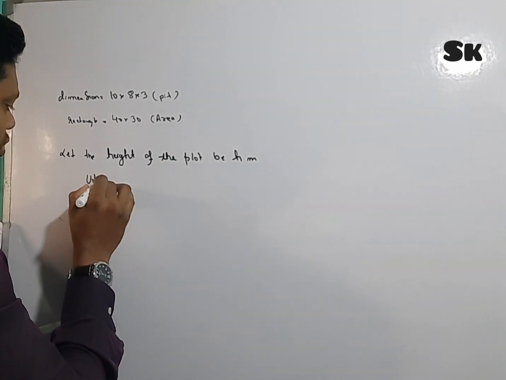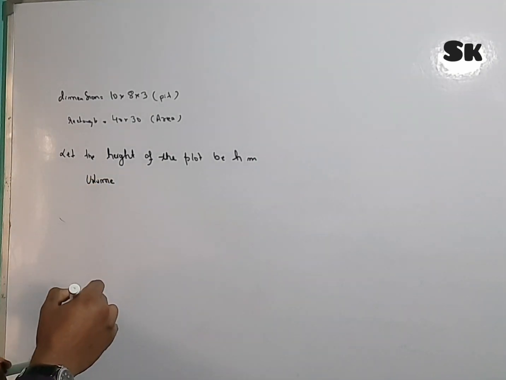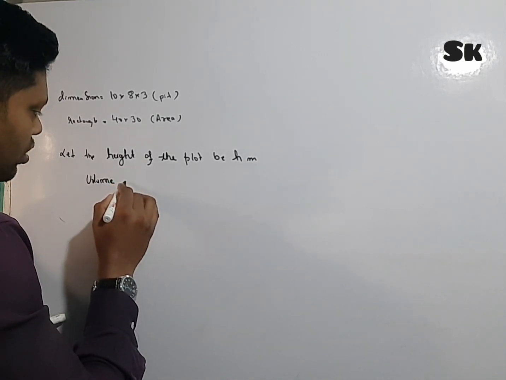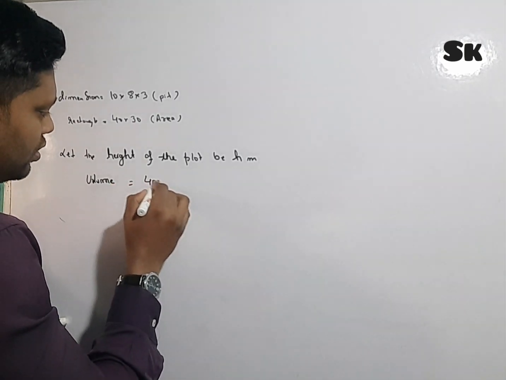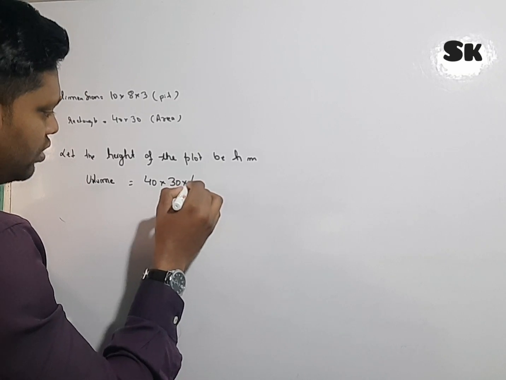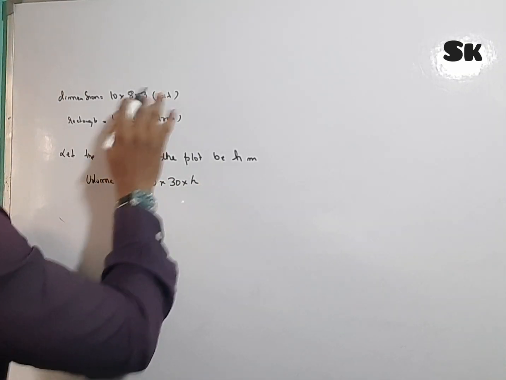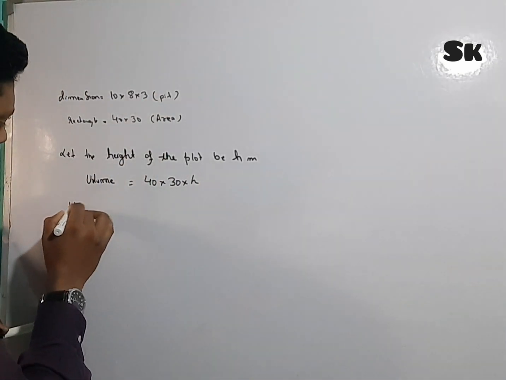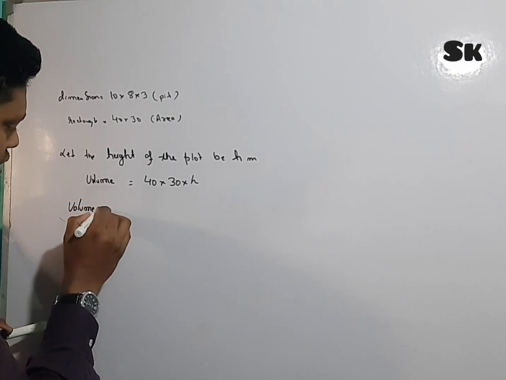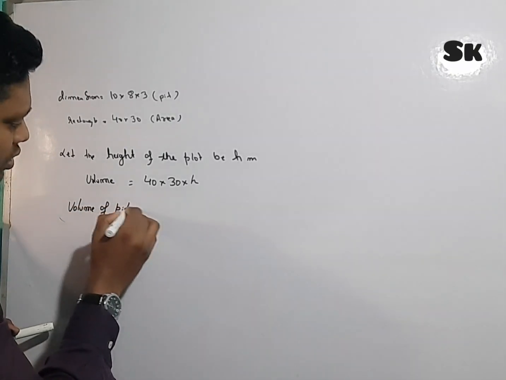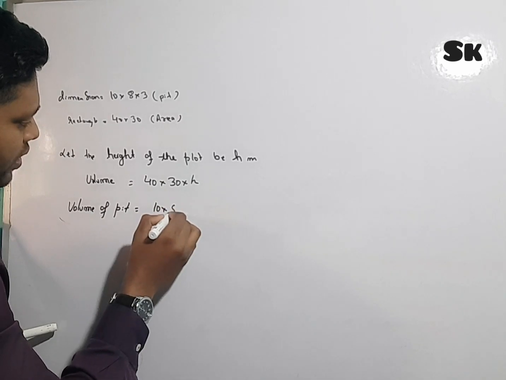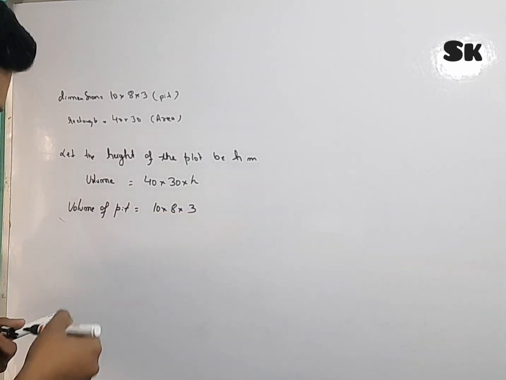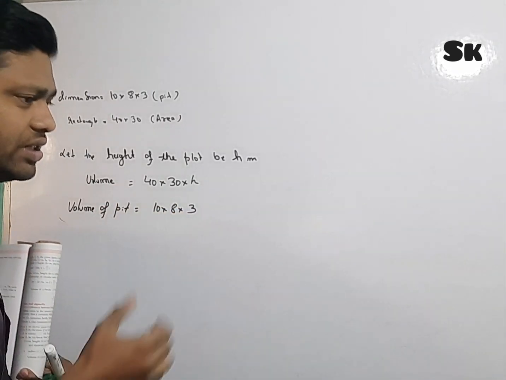So volume equal to length into breadth into, now the height came. Now what is the volume of the pit? Volume of pit is equal to length into breadth into height. Clear? Now tell me how much it can be.